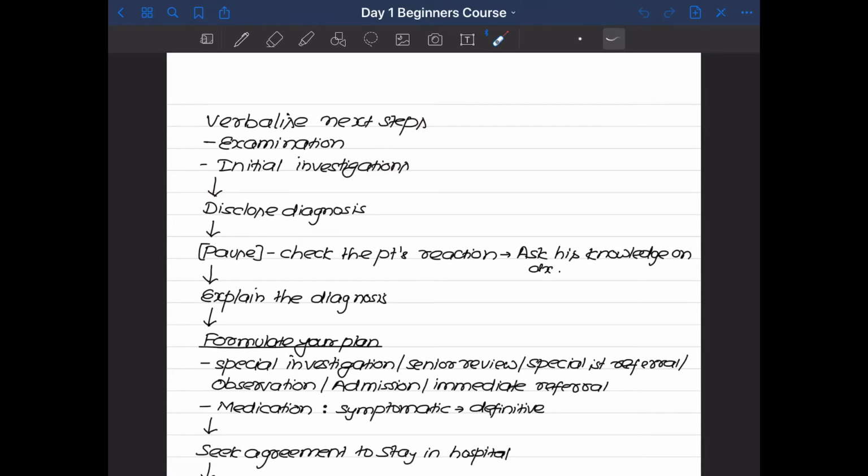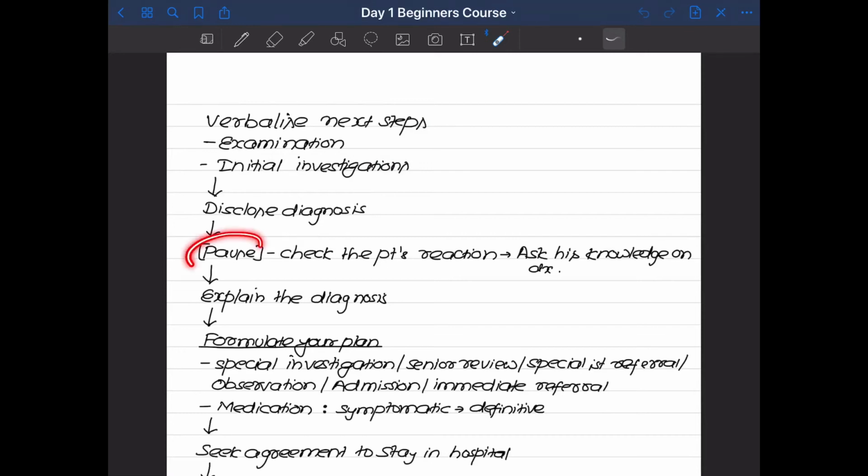So you will say, Mr. John, so far from whatever you have told and from whatever we have done, or you can say, Mr. John, based on our assessment, I think you are having a problem called giant cell arteritis. I think you are having a condition called giant cell arteritis. Don't say, I think you are suffering from giant cell arteritis. Don't say you are suffering from pneumonia. Don't use that word suffering. You say, we are suspecting a condition called pneumonia.